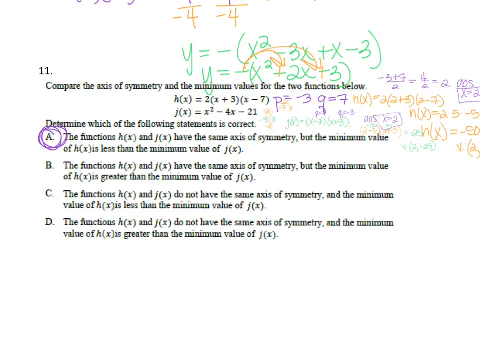Let's look at the next ones. The functions h of x and j of x have the same axis of symmetry, but the minimum value of h of x is greater than the minimum value of j of x. Well, that's not true because negative 50 is smaller, so it can't be that. And then the functions h of x and j of x do not have the same axis of symmetry, already not true. And lastly, the functions do not have the same axis of symmetry, already not true. So these three are not true, so it must be A.